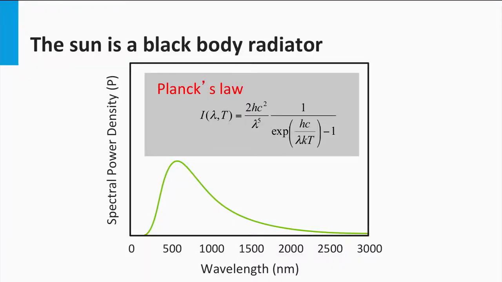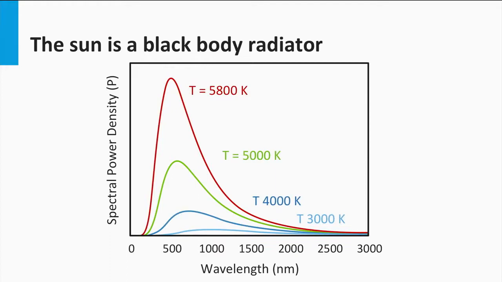The spectral power density of a black body radiator, which is in thermal equilibrium, is given by Planck's law. This law shows that the spectrum peaks at a certain wavelength when the object is at a certain temperature. The curve shows the typical spectral shape of a black body radiator. If a black body radiator has a temperature larger than 500 degrees Celsius, it starts to emit electromagnetic waves in the visible spectrum. The higher the temperature of the black body radiator, the greater the shift of the spectral peak to lower wavelengths or higher photon energies.